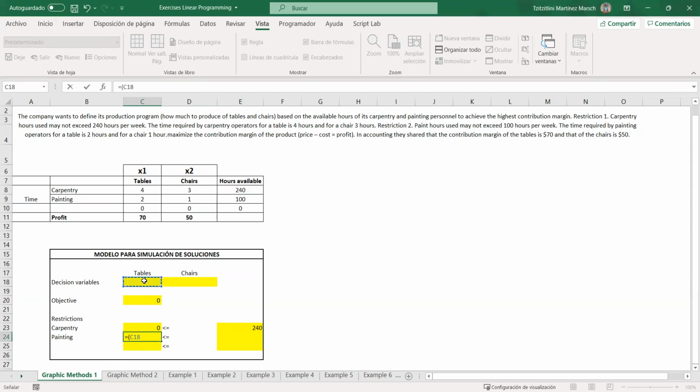We're going to see how many tables it took us times the number of hours it takes us, plus the number of chairs that we're going to make times the number of hours that it takes us to make a chair. That's going to be our restriction because that cannot exceed 100. And just to have it clear, we cannot destroy chairs. There's no negativity. Okay, we cannot destroy a chair.